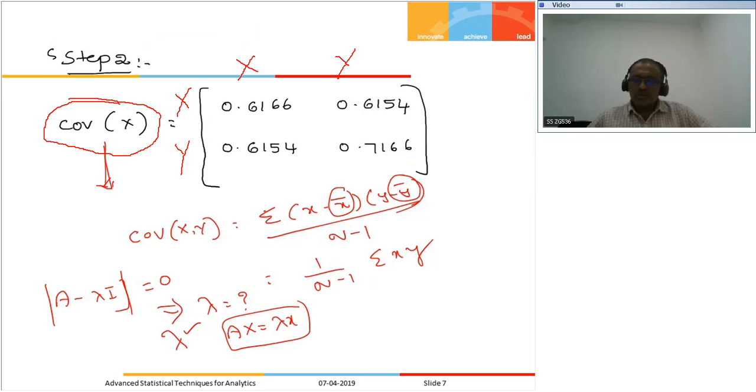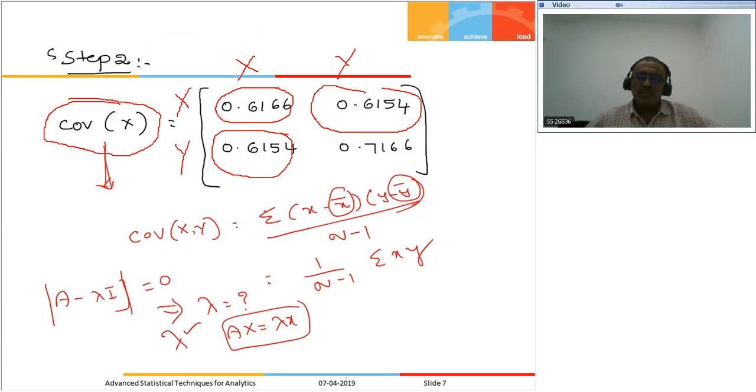So now we need to find covariance between x and x, covariance between x and y, and covariance between y and x, which is the same as x and y because it follows the symmetric property, and this is covariance with respect to y and y. Covariance between x and x is nothing but variance of x. Covariance with respect to y and y is nothing but variance with respect to y. So first we need to find this matrix.